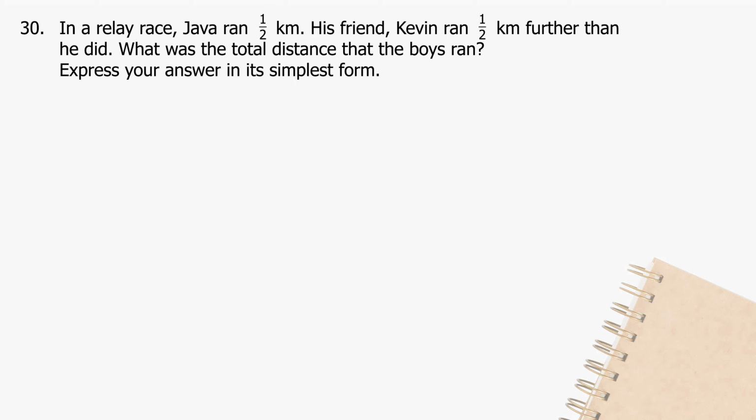Question 30. In a relay race, Java ran half a kilometer. His friend, Kevin, ran half a kilometer further than he did. What was the total distance that the boys ran? Express your answer in its simplest form.